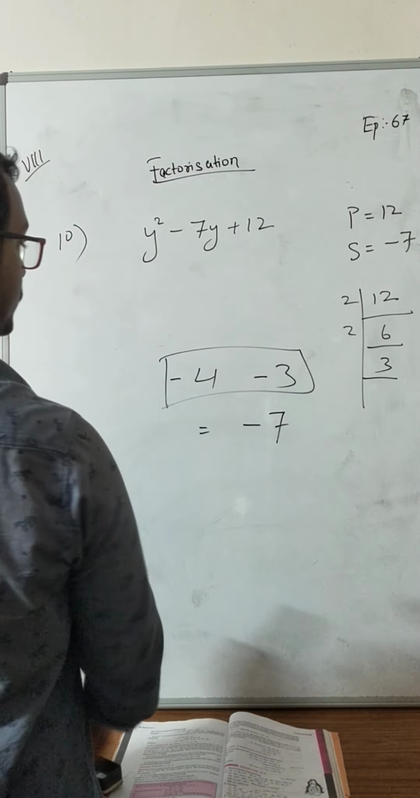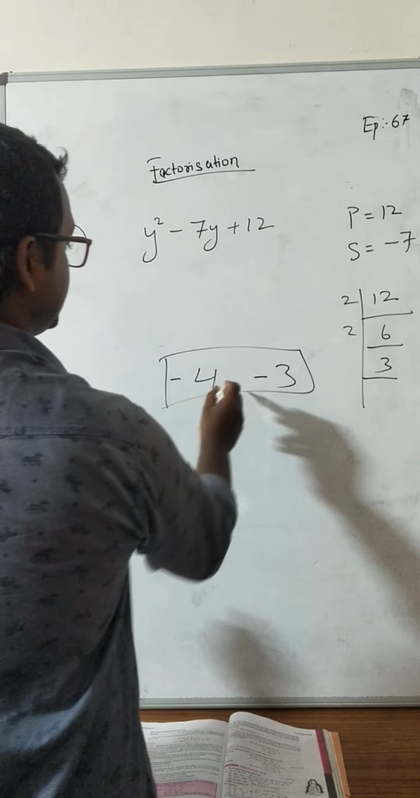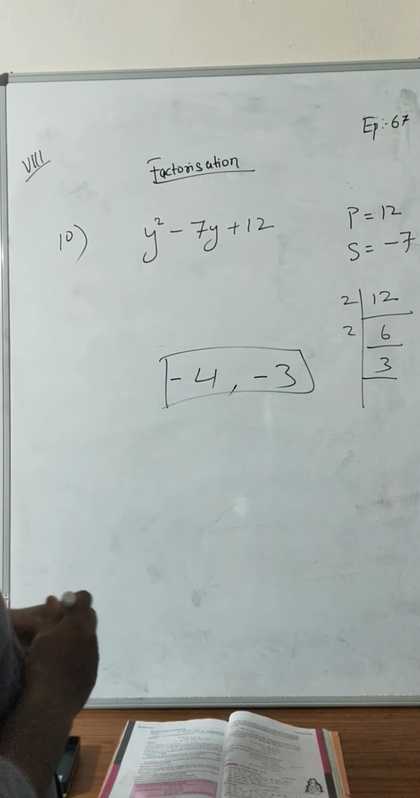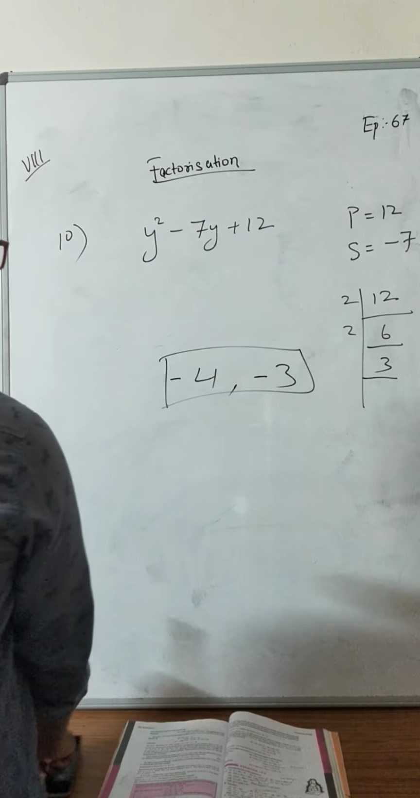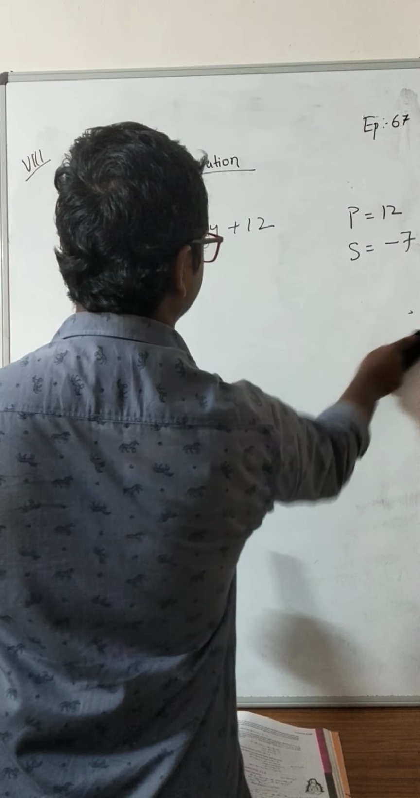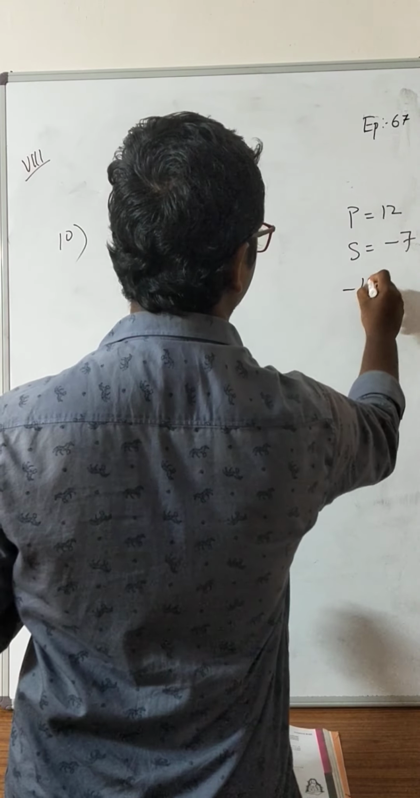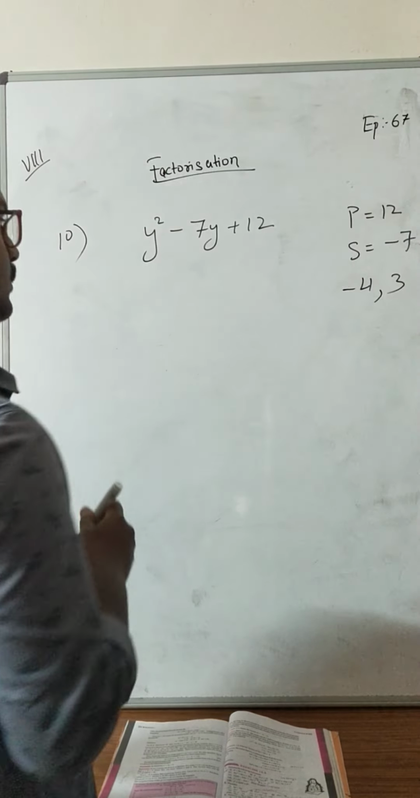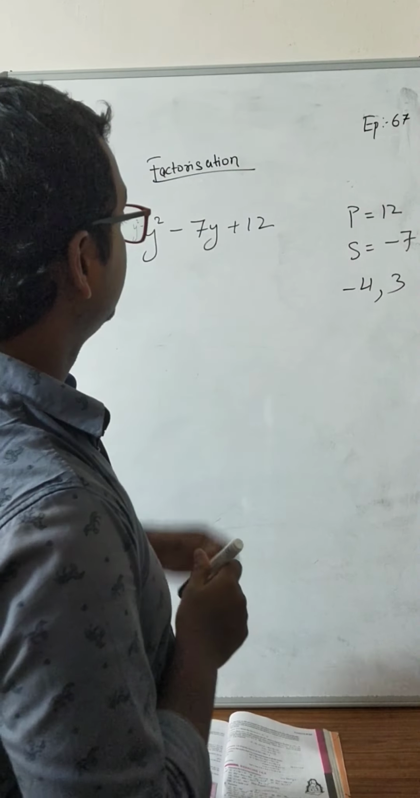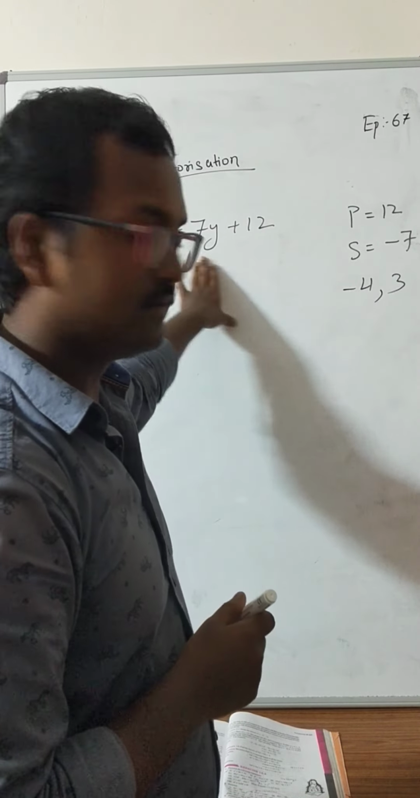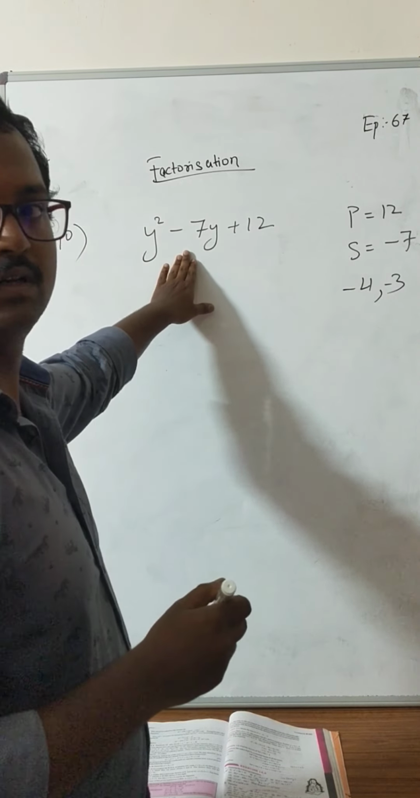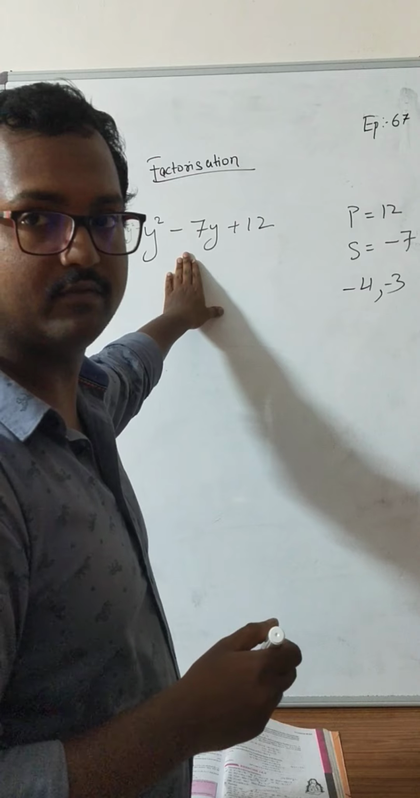This is how we are going to split the middle term: minus 4 and minus 3. Now the second question is, are you going to write minus 3 first, or are you going to put the minus 4 first?